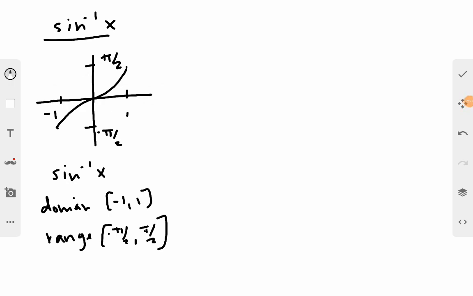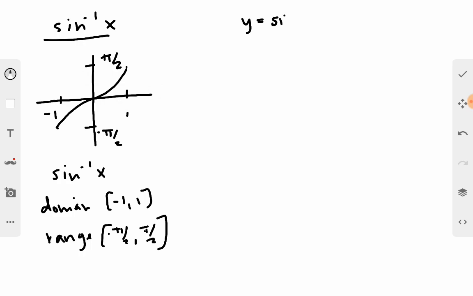Okay, so what does all of this mean in terms of actually using this? Well, it means that you can plug in any number between negative 1 and 1, which makes sense because we know that we can only have sine values that go from negative 1 to 1. Okay, so the domain makes sense, but the range means that we are only going to get values between negative pi over 2 and pi over 2. So in other words, the fourth quadrant, first quadrant. Those are the only values that we're going to get back from sine inverse x.